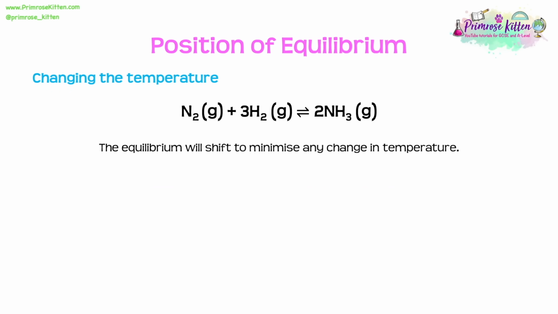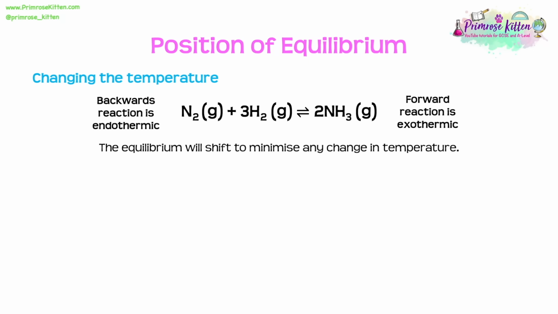Now let's have a look at the effect that changing the temperature has on the position of equilibrium. Of course, we know that the equilibrium is going to shift to minimise any changes in the temperature. However, when looking at temperature, we need to think, is the forward reaction exothermic or endothermic? And the question will tell us this. Now, in this case, the forward reaction is exothermic. In a reversible reaction, that means that the backwards reaction is endothermic.